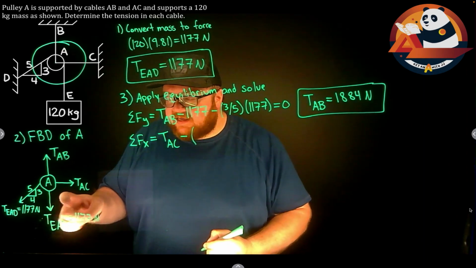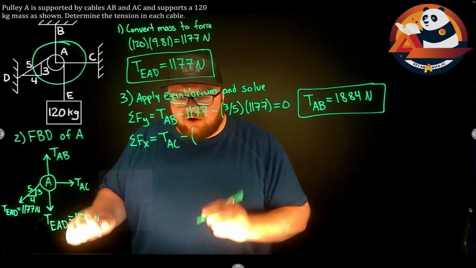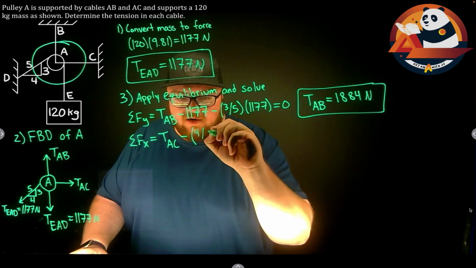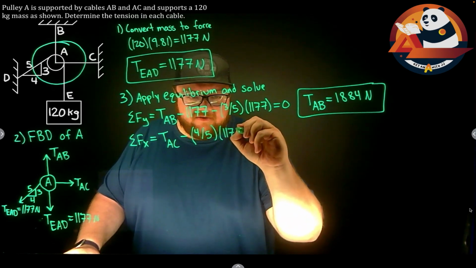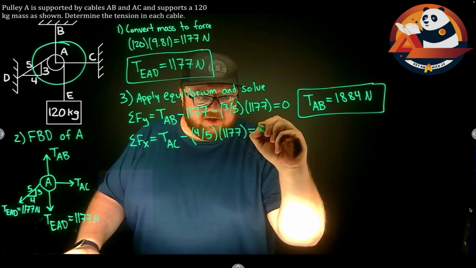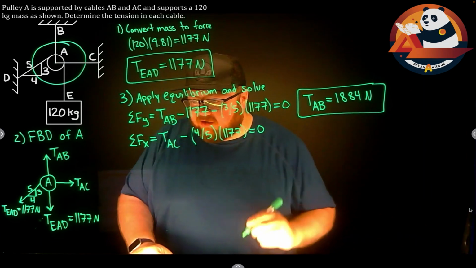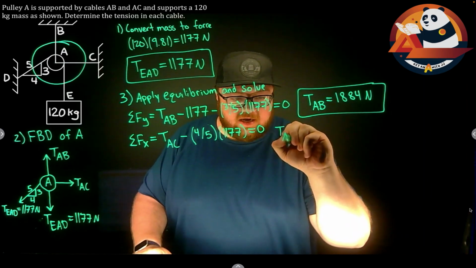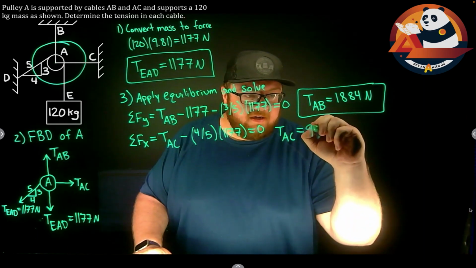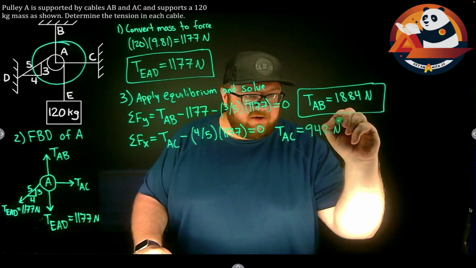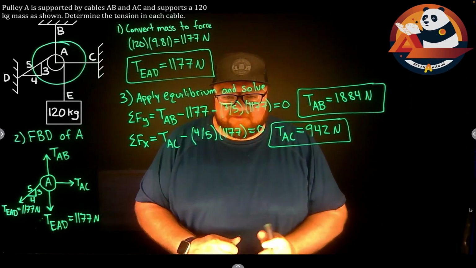Which again, with those triangle pieces, if I'm looking for the x, I'll take the x leg divided by the hypotenuse. So minus 4/5 times 1177 should get us to 0. I can solve that one. My last unknown is going to work out to be that TAC is equal to 942 newtons, which would be my final answer for our problem.